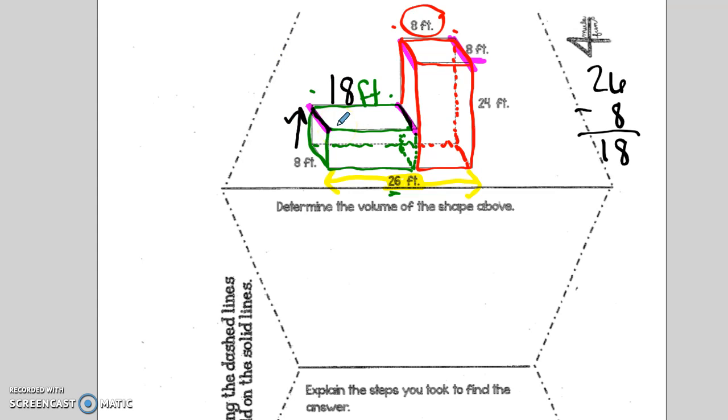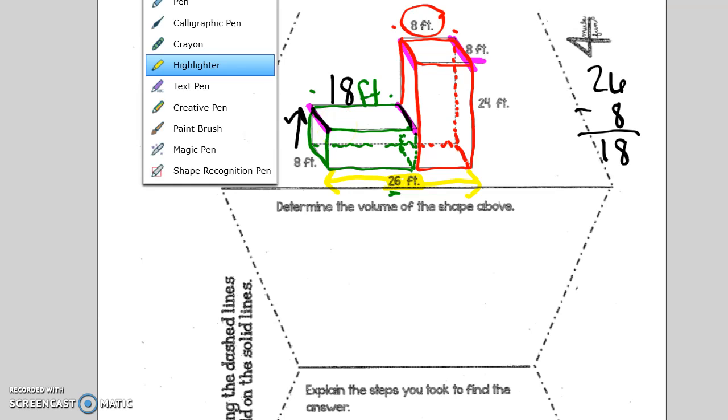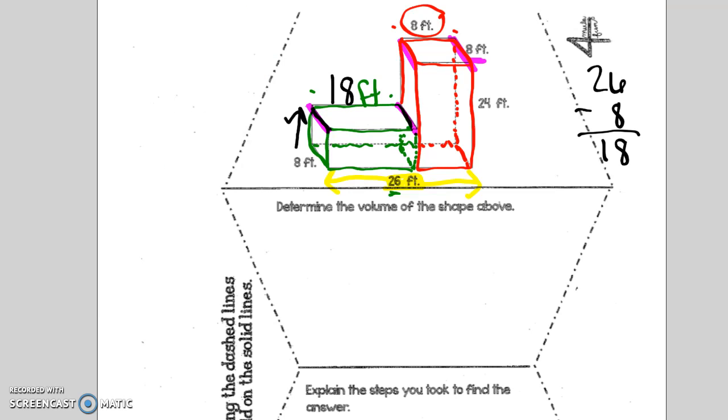We just found another dimension of our green prism. Hot diggity dog. Okay, so right here, the width of our green prism is, say it with me, 8 feet long. Okay, so now for our red guy, we've got a length, which is 8 feet. We've got a width, which is 8 feet. And we've got a height, which is 24 feet. I think we've got all the dimensions we need for our red prism.